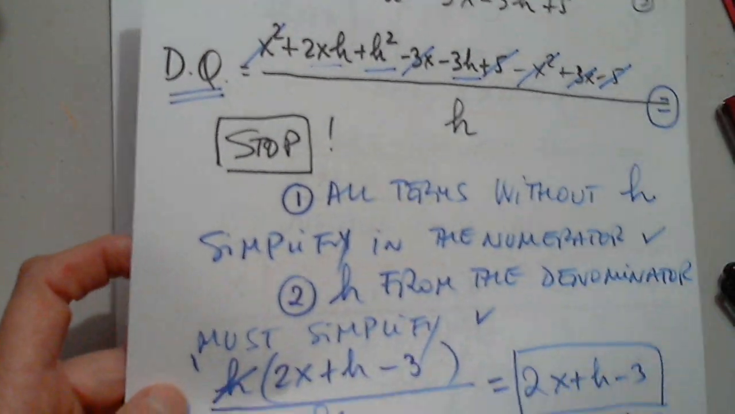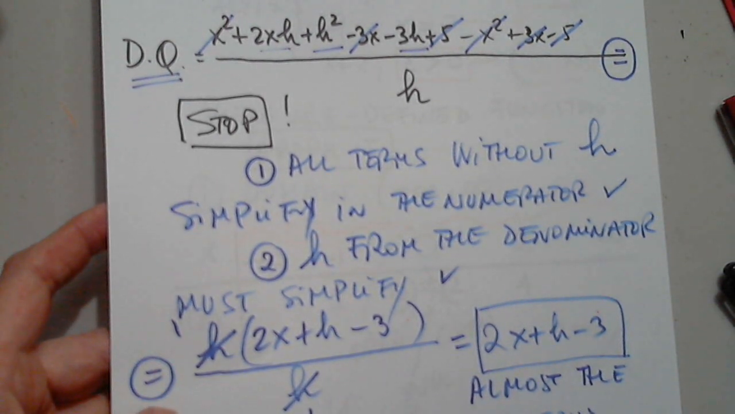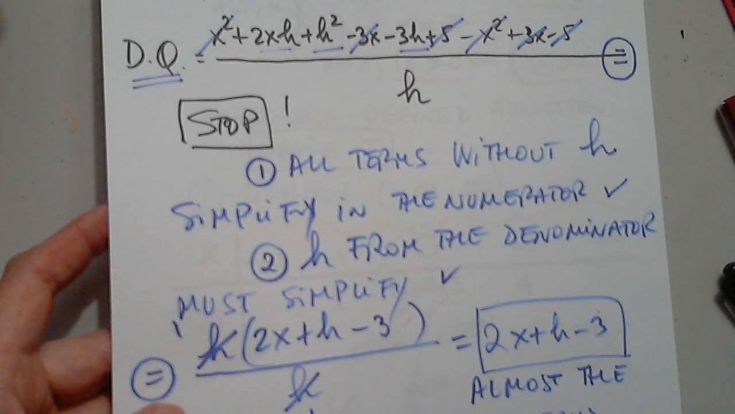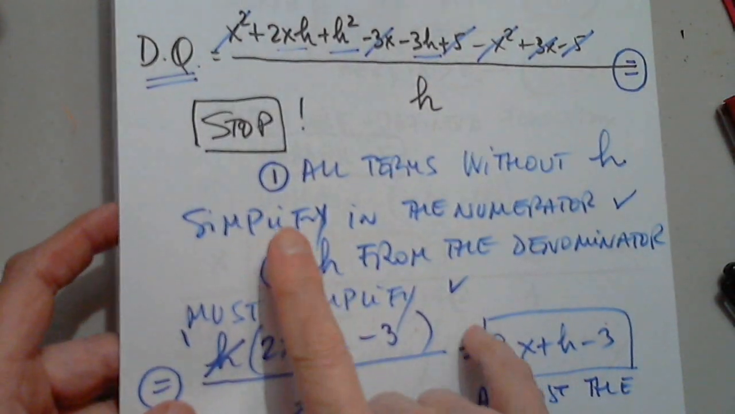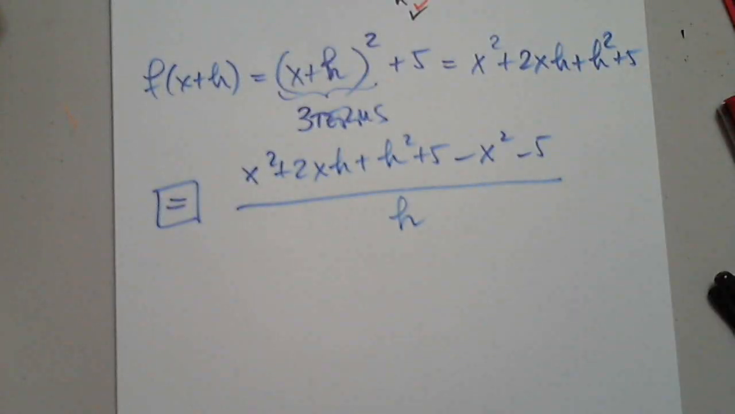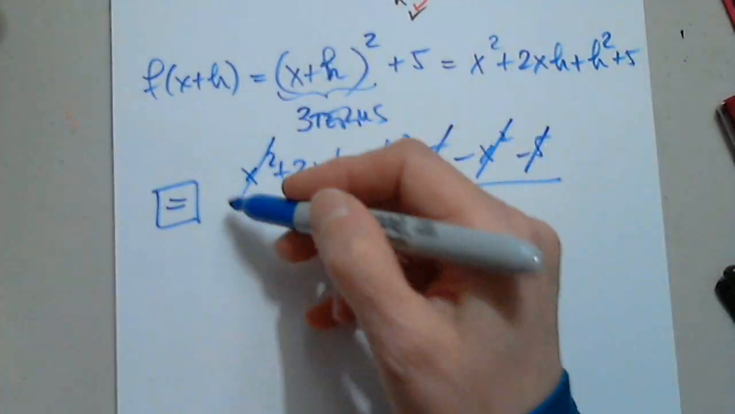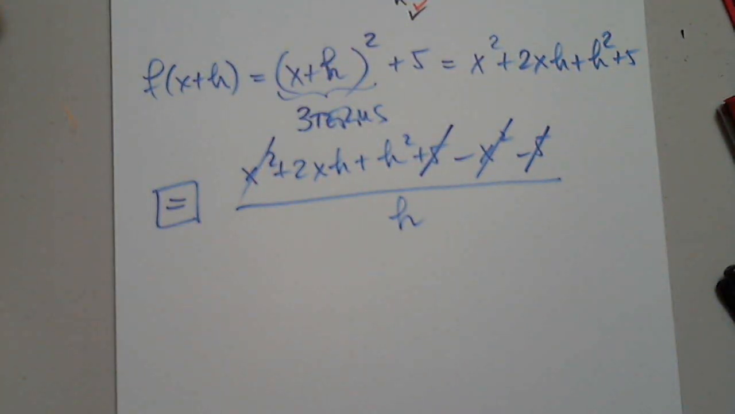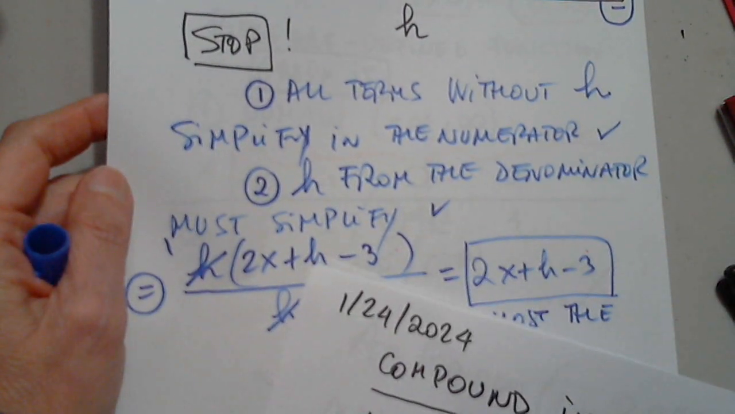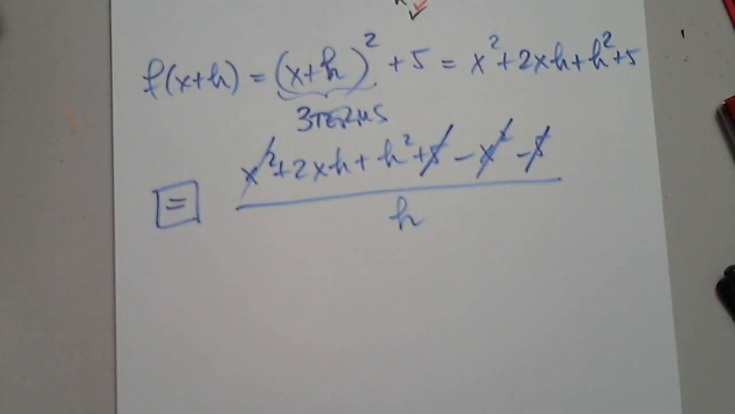Somebody else was saying something. Anyone, please, feel free to say anything you want. Cross out the x squared and the 5. So yes, all terms without h must simplify. If they do not simplify, then something is terribly wrong. So the positive 5 and a negative 5 and the x squared with negative x squared. So step number 1 happens. Now, if step number 2 doesn't happen, there is a problem, right? But it has to happen. If the first one did, the second one will. So what will be the next step then?